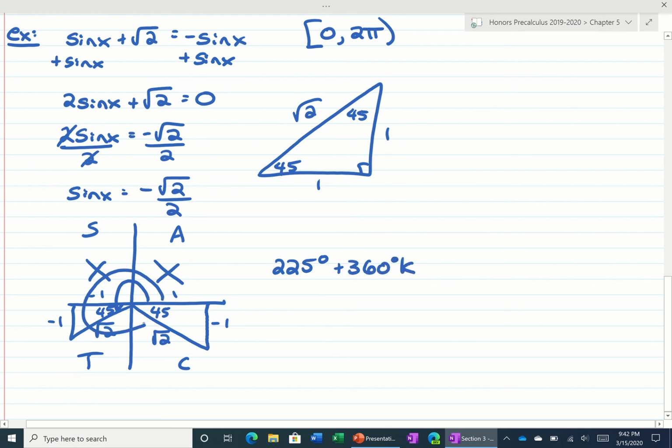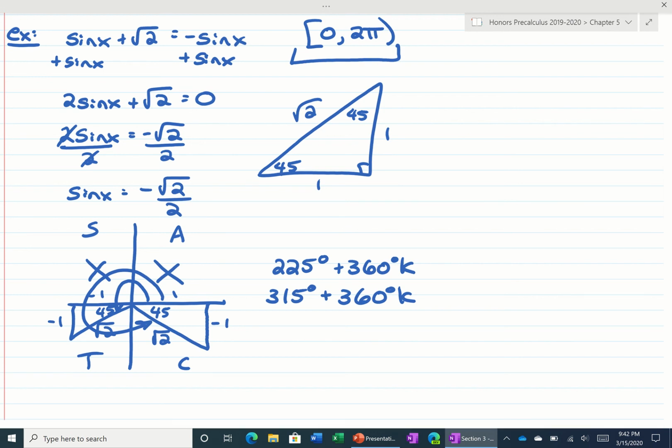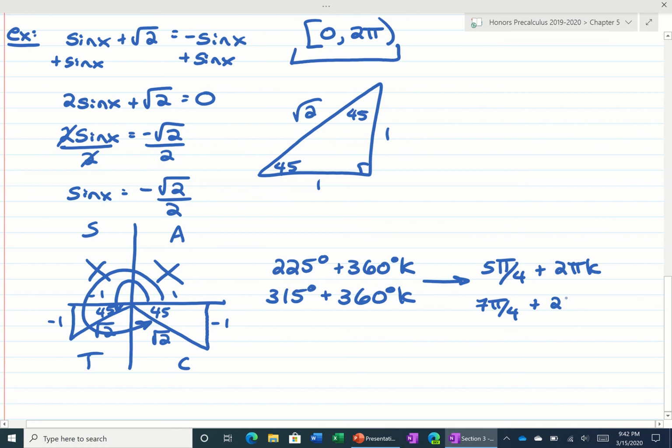And this angle, which would be 315 plus the period. Now in the initial problem I asked you just for numbers between 0 and 2 pi. So both of these would be between 0 and 360, and then we would just have to convert them to radians. So 225 is the same thing as 5 pi over 4, and 315 is the same thing as 7 pi over 4. We're going to go ahead and add the period in radians, and this would be the answer.